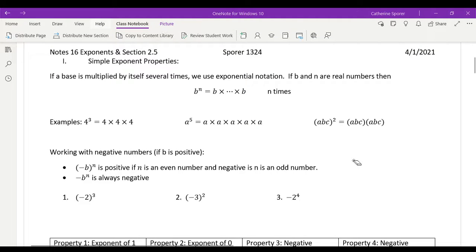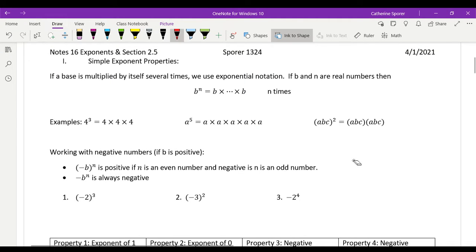So an exponent is a base multiplied by itself several times. We use exponential notation to denote the multiplication. So b to the n means the base b multiplied by itself n times. Just like 4 to the third means 4 multiplied by itself 3 times.